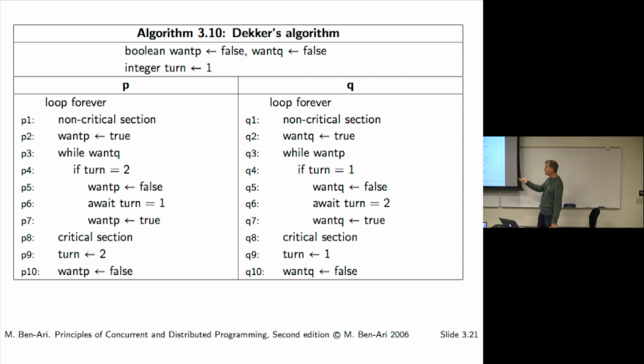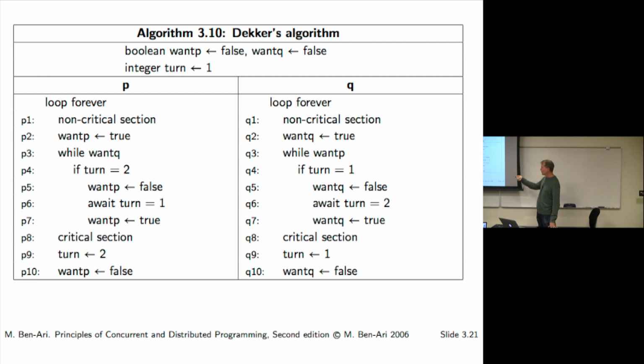Even if there's interleaving after P3, so if P3 tests Q, which means the next one is going to be P8, even if there's interleaving before P8 executes, this is guaranteed to let him in without the other guy getting into his critical section. You see how all those issues are resolved by this code.